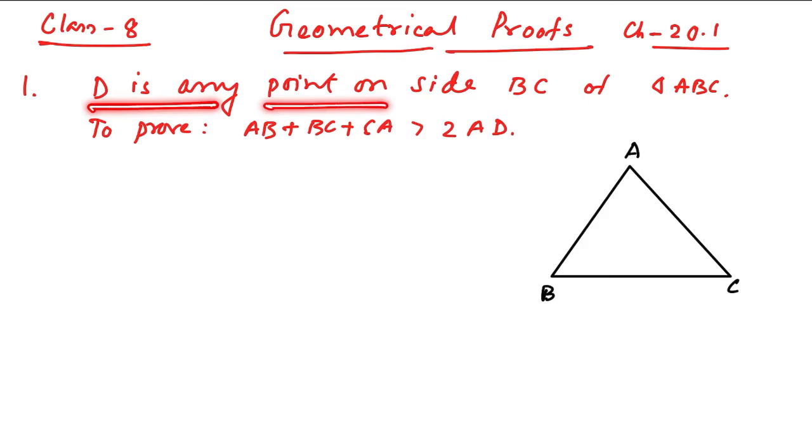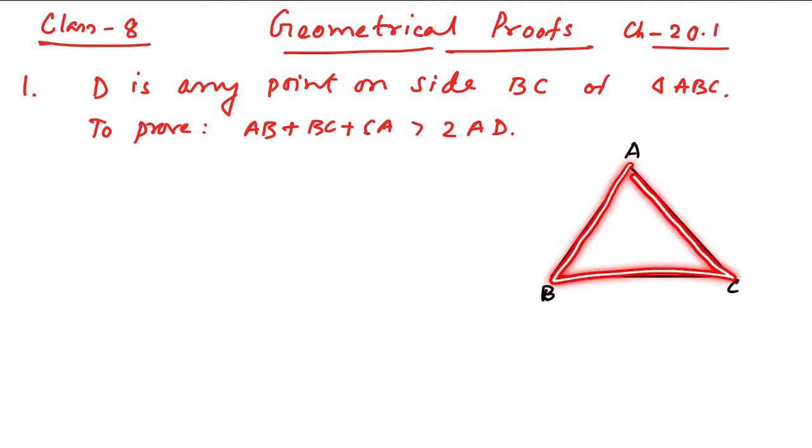D is any point on side BC of triangle ABC. This is the triangle ABC, and on this side BC there is a point D. We have to prove AB plus BC plus CA, this side plus this side plus this side, the measurement of these three sides, is greater than 2 AD.